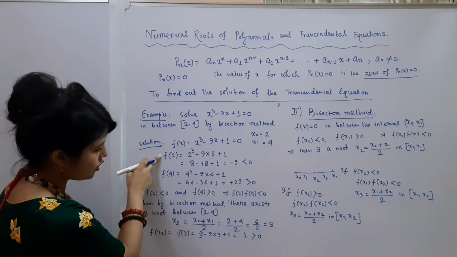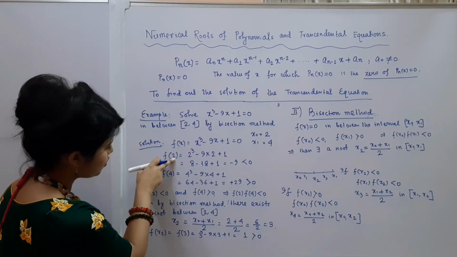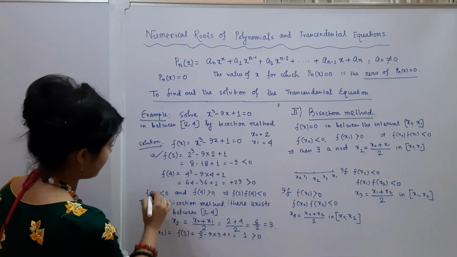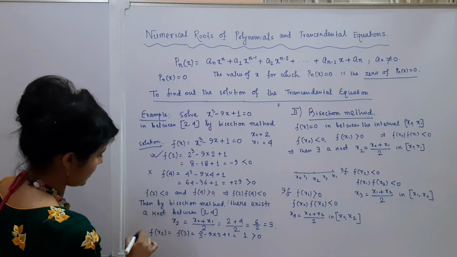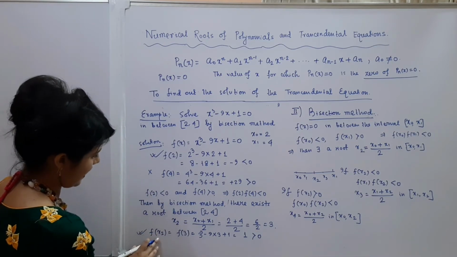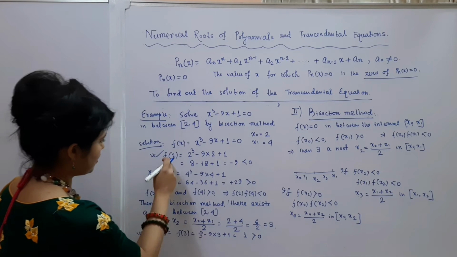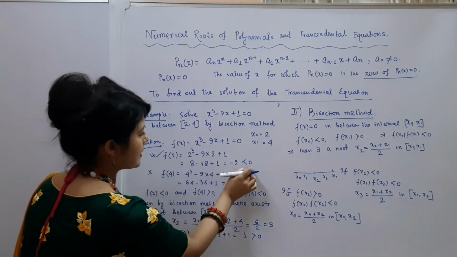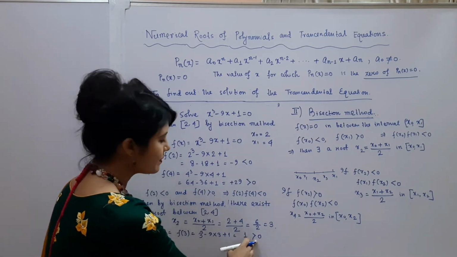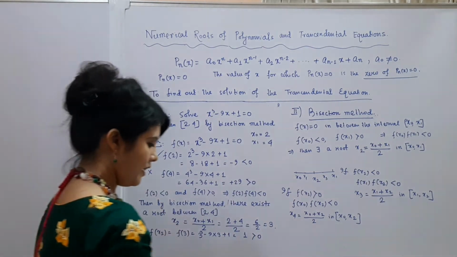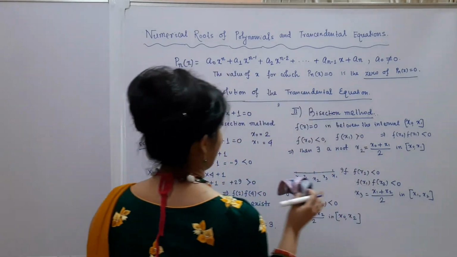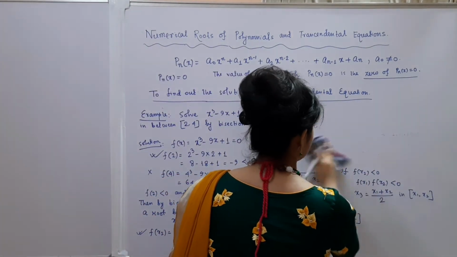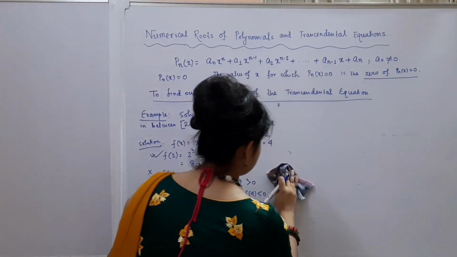So the next root should lie between 2 to 3, because this f of 2 is negative, this f of 4 is positive, and this f of 3 is positive. So the next root should lie between 2 to 3, because this is negative and this is positive. So they are of opposite sign. So I am removing this one because the method is going like this. So I am removing this one, the statement.